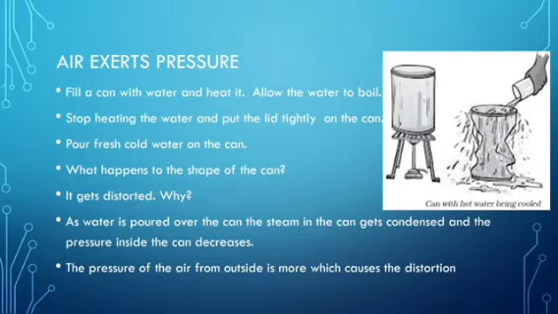Once the pressure inside the can decreases, what happens to the pressure outside? What is the pressure outside the can of the air? It is more. Correct? So since the pressure of the air is more from outside, it causes the distortion of the can. You can take simple cans which you have seen in your soft drinks, and you don't have to experiment this. You just have to understand how it gets distorted. This is one thing which shows that air exerts pressure.